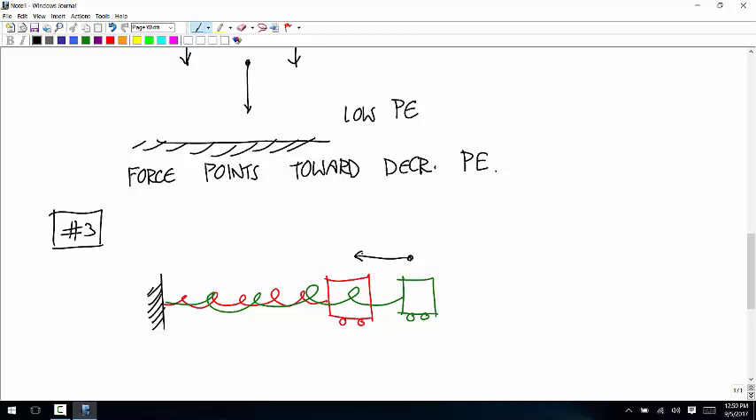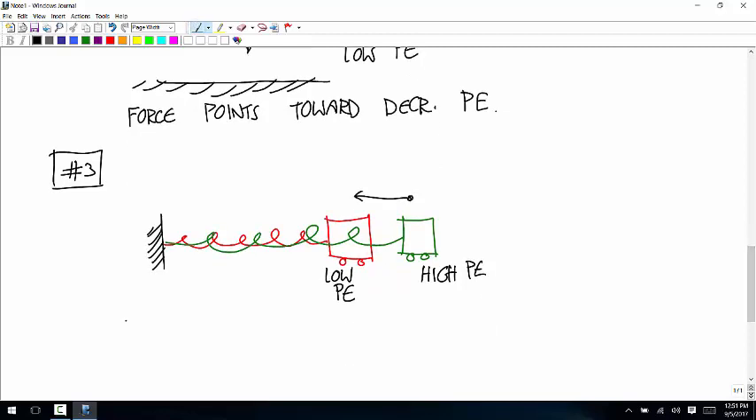If you compare the green and the red, which of those has higher potential energy? Green has a high potential energy. The resting point has a low potential energy. And so that force always points toward decreasing potential energy.